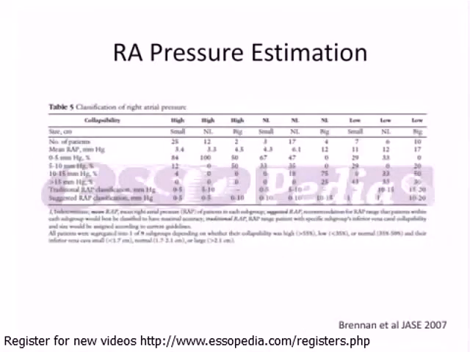The values from the chamber quantification guidelines were revisited by Brennan et al., correlating again IVC size and collapsibility with measures of right atrial pressure. As you can see, there are 9 different categories or combinations.